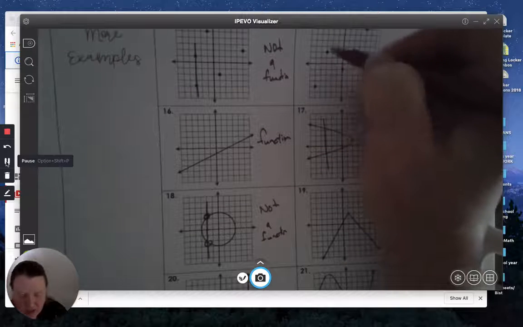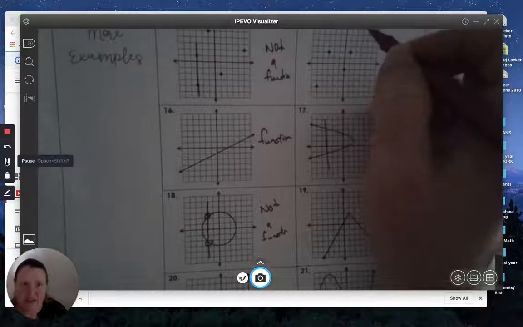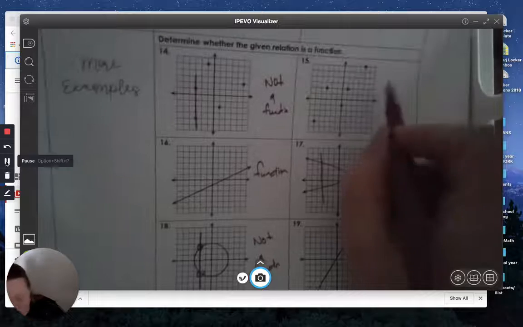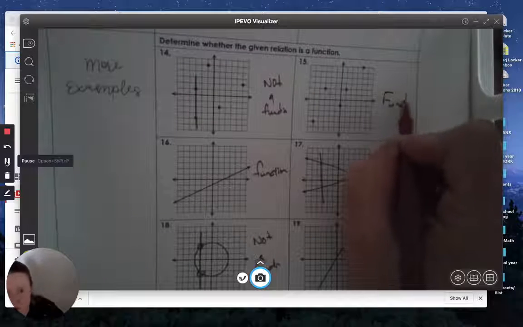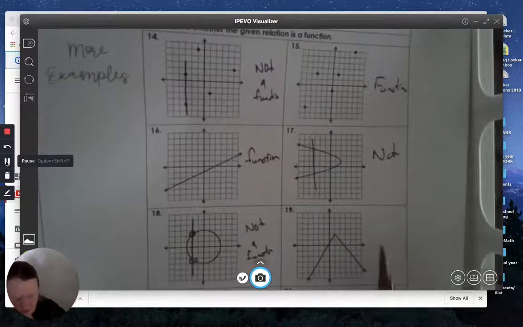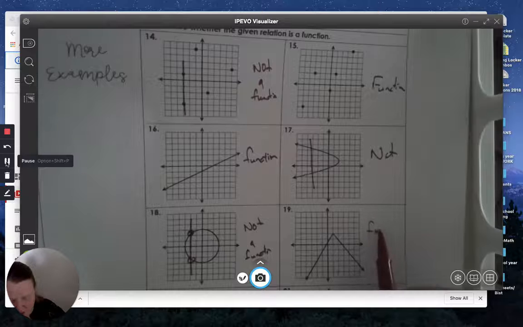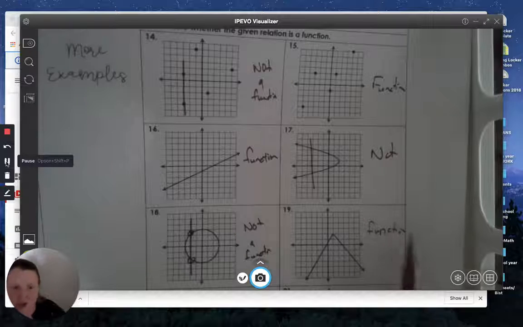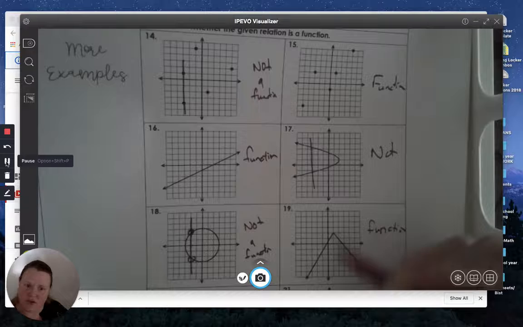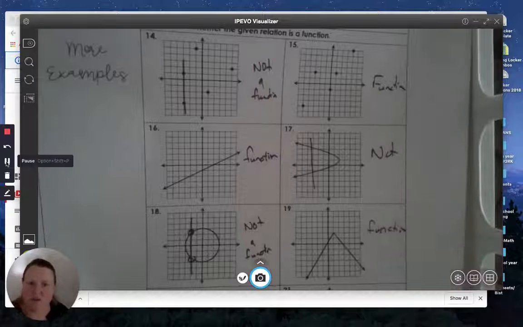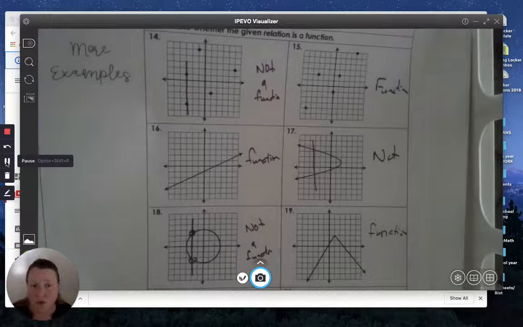You have to check each individual line to see, and with the ones that they have graphed, this one is a function. And then we have another one down here that is a function, because you can clearly see that nowhere that I draw the line is it going to cross in more than one place. So those are examples of how to do it with a graph.